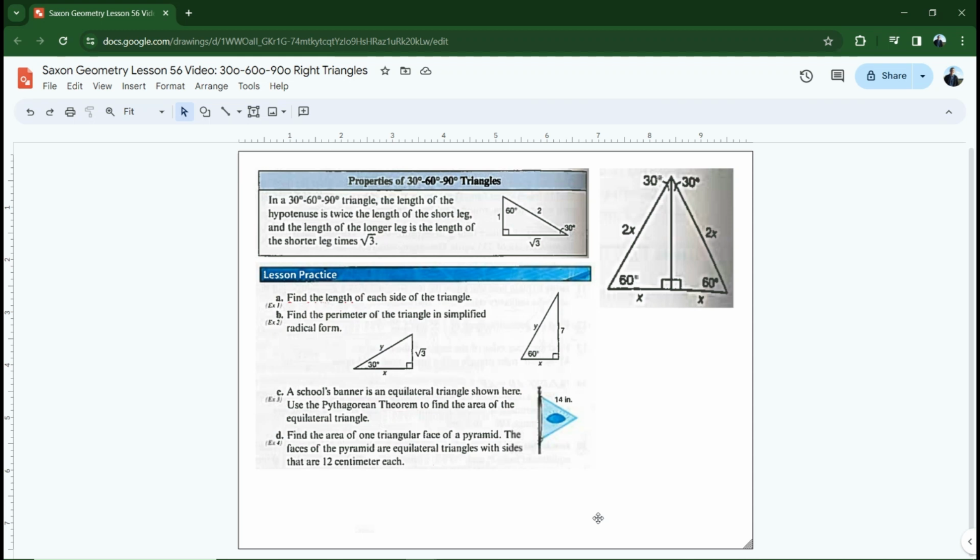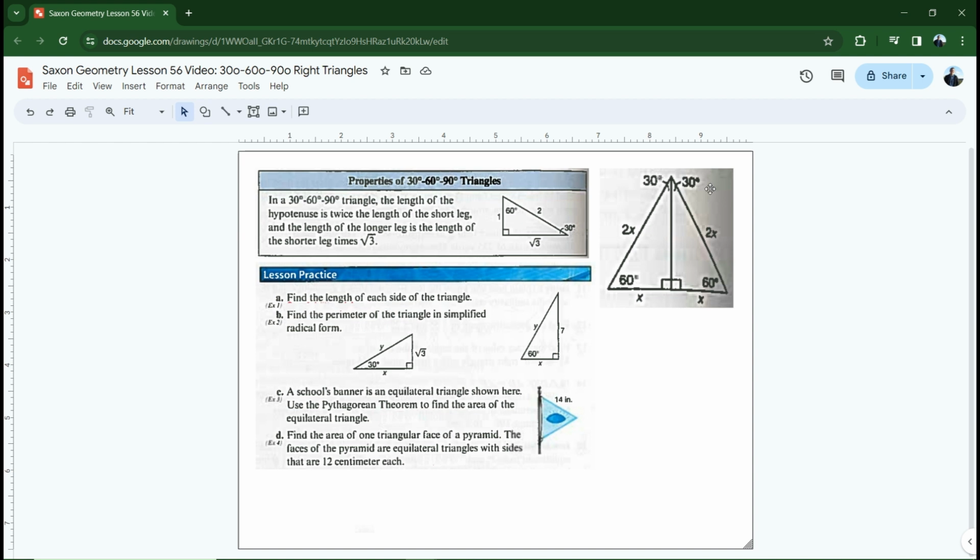Hey, geometry students. In this lesson, we're going to be talking about a special type of right triangle known as a 30, 60, 90 right triangle. Before we get started, I just want to point out that this triangle up here on the right is made up of two of these 30, 60, 90 right triangles. Let's take a look at this overall triangle for a moment.